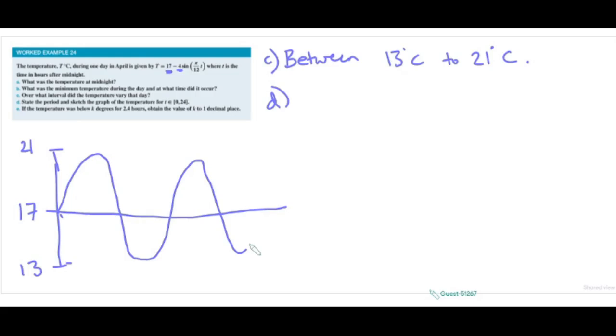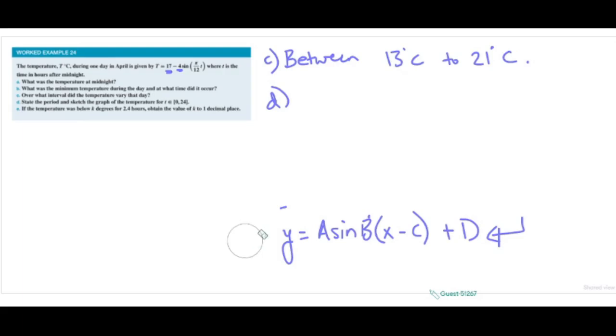Okay, and then what's D asking us for? State the period and sketch the graph of the temperature for t between 0 and 24. When you get it in this form, then you can graph it. So the first thing is let's get the period. So how do you get the period? 2 pi over B should be the period, right? Okay, so we did 2 pi over B. The B in this is pi over 12.